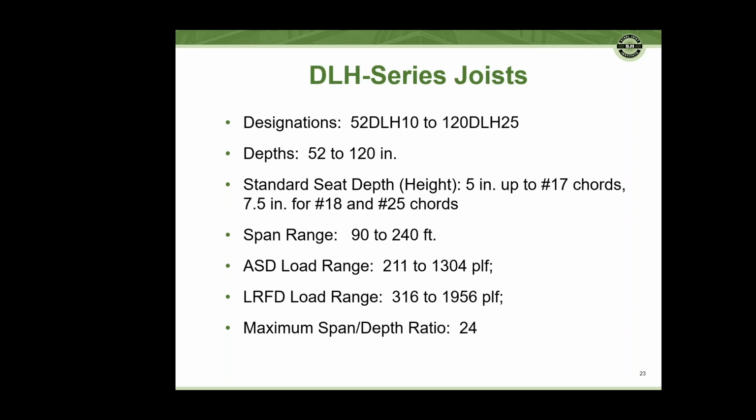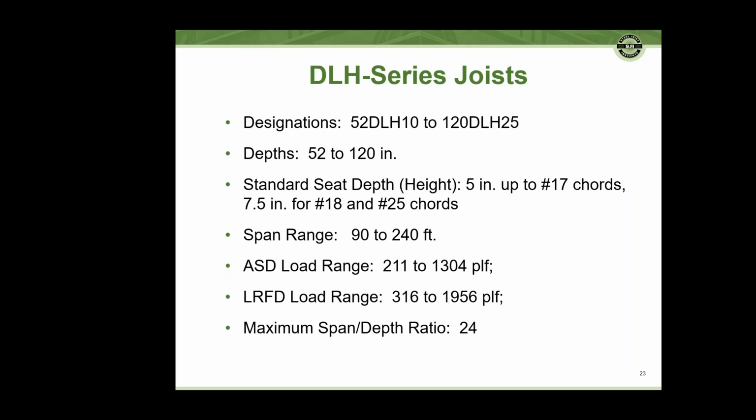DLH just continues on farther. So for depths from 52 up to 120, we have some variations in the standard bearing seat depth of 5 inches up to number 17 chords, but then increasing to 7.5 inches beyond that. The span range can go up to 240 feet, and the load carrying capacities, for the standard tables, go up to 1,304 PLF for ASD and 1,956 PLF for LRFD. We'll talk a little bit later. Obviously, when we get to 240 feet, we're shipping that in multiple pieces.